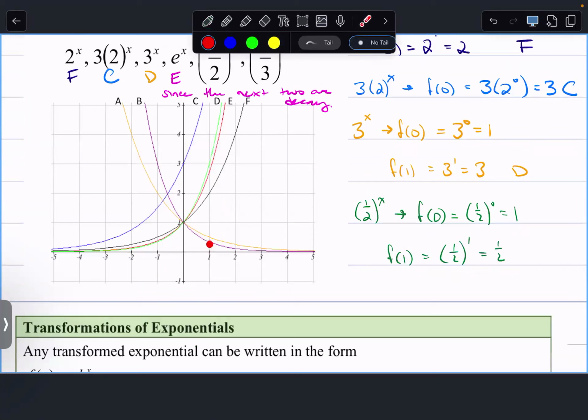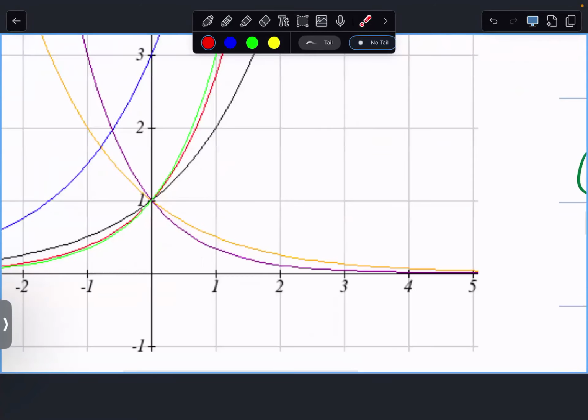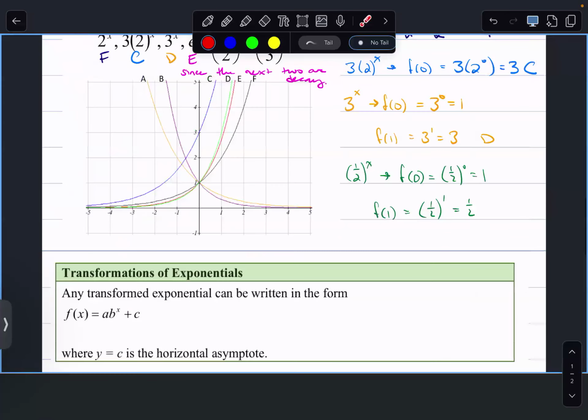So when x is 1, I'm at 1/2. Now, I can't really tell which of these. I think so. I suspect you're right. But let's do exactly what you just said.